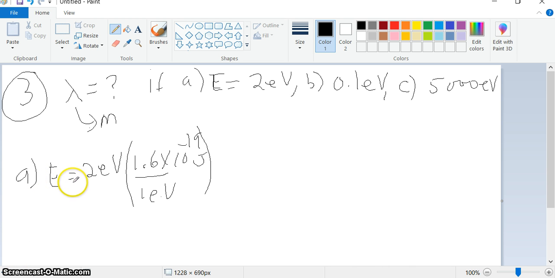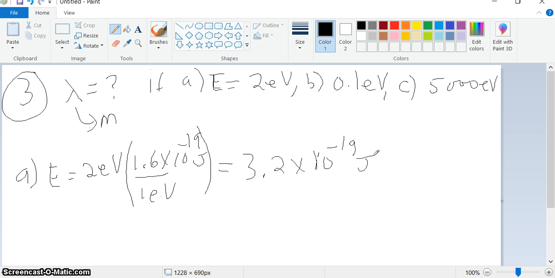So starting with A, we start out with 2 electron volts. The conversion between electron volts and joules is in this fraction. So 1 electron volt is 1.6 times 10 to the minus 19th joules. You just multiply those two numbers and you'll get an answer in joules. The answer that we get is 3.2 times 10 to the minus 19th joules. That gives us the answer in joules.